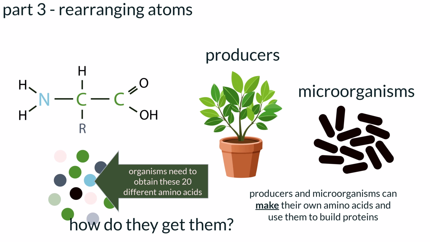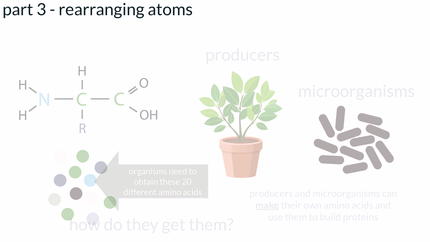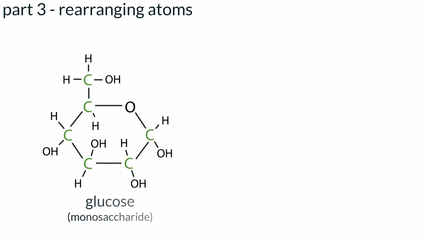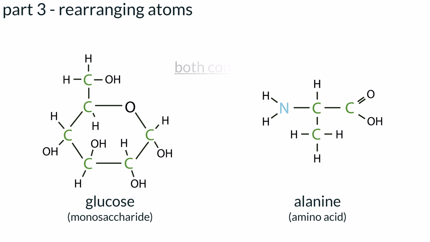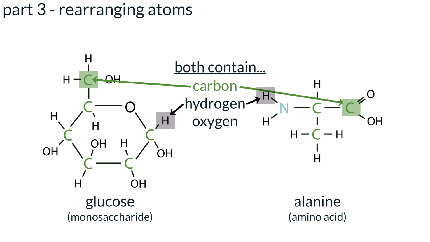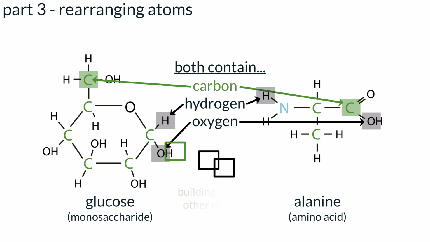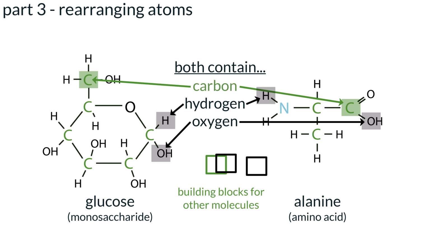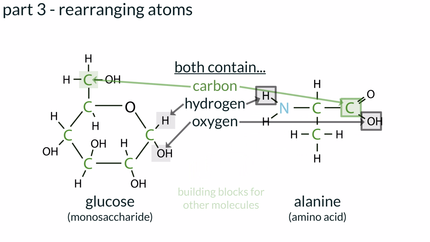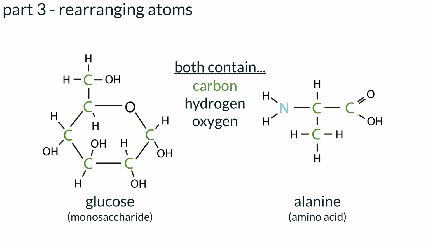To better understand this process, let's compare the structure of glucose, a carbohydrate, to the amino acid alanine. As you can see, both carbohydrates and amino acids contain carbon, hydrogen, and oxygen. The carbon, hydrogen, and oxygen found in sugar molecules can serve as the building blocks for other molecules, such as amino acids. As you look at the glucose and amino acid structure, you will notice a major difference. The amino acid contains nitrogen, and glucose does not.